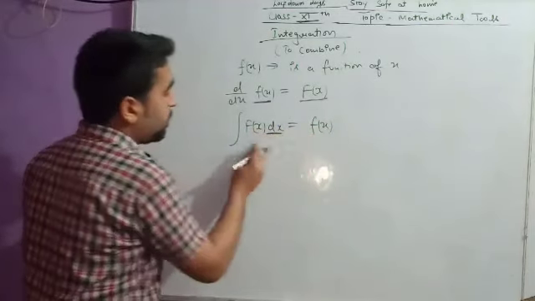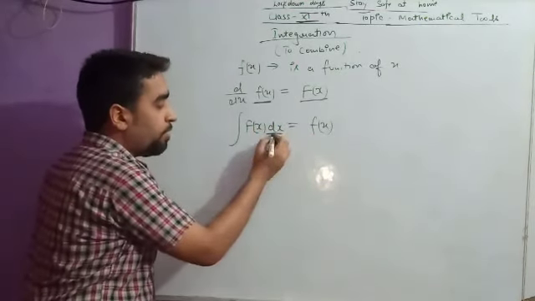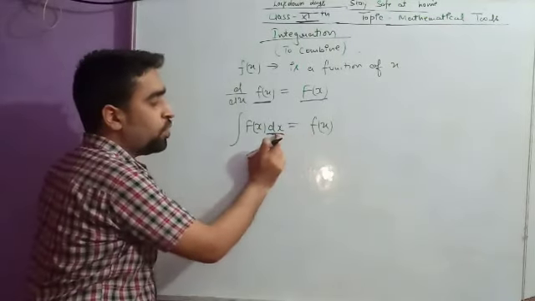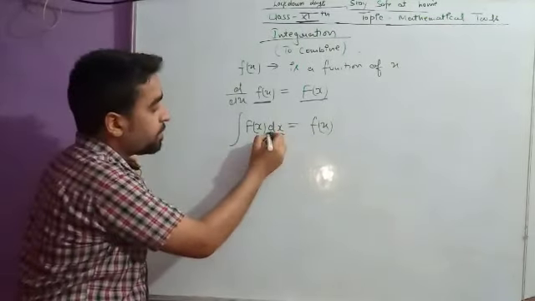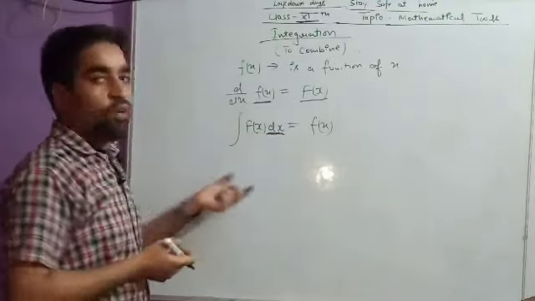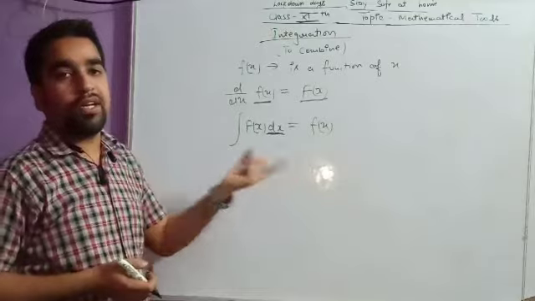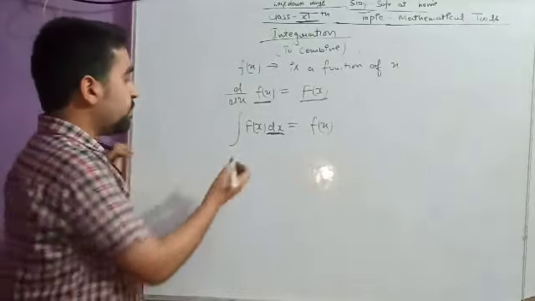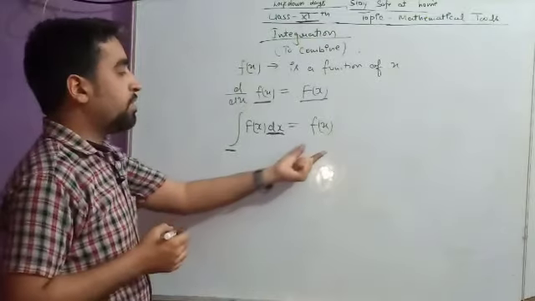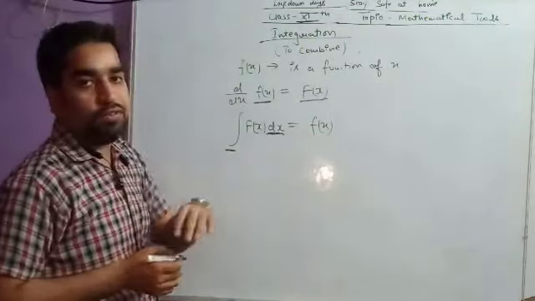What is dx? This dx denotes that we are integrating this function with respect to x. So this dx is actually denoting the variable with respect to which we are going to integrate. This is the symbol for integration. Remember the symbol, okay? And this is f(x). We can get the value of it.